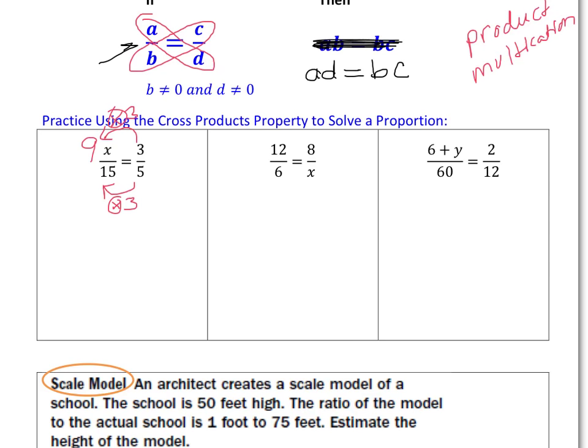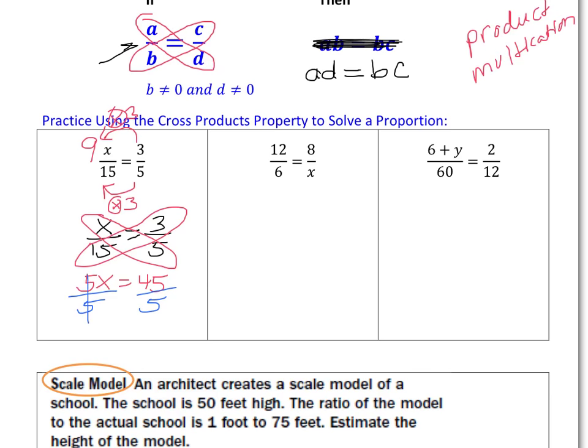Another way is to use the cross products. So I'm going to rewrite the problem. x over 15 equals 3 over 5. And I'm going to cross multiply. x times 5 is 5x. 15 times 3 is 45. And I see that x is being multiplied by 5. How do I undo multiplication? With division. I'm going to undo that with the inverse operation. 5 divided by 5 reduces to 1, and x equals 9.